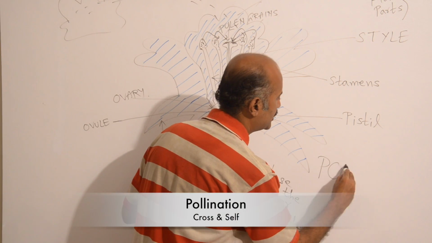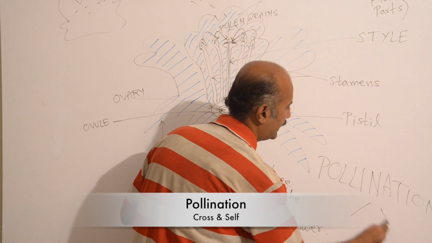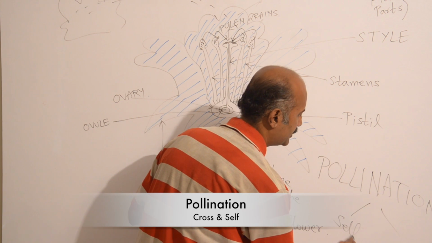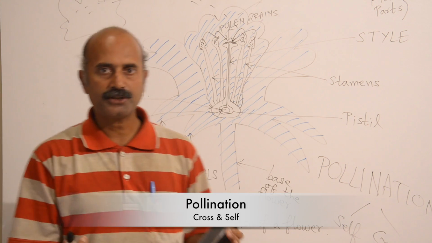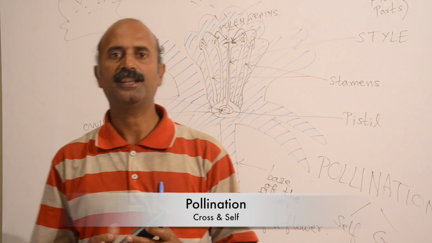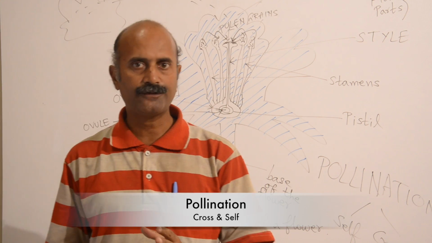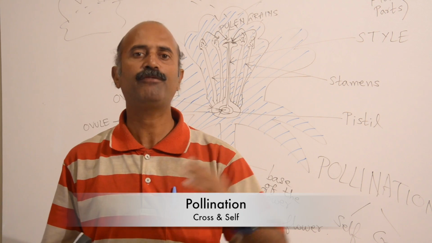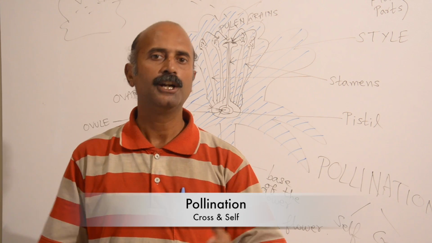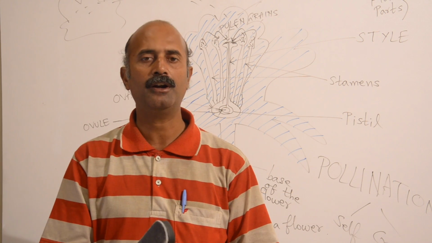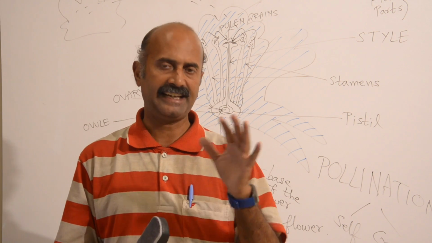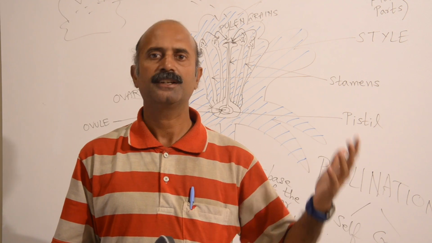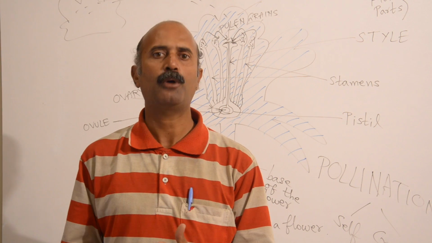It's known as pollination. There are two types, self and cross. Self-pollination, cross-pollination. Okay. So let me define pollination once again. The process of transfer of pollen grains from the male part to the female part of the same flower or a different flower is known as pollination. It can be of two types, self-pollination and cross-pollination.